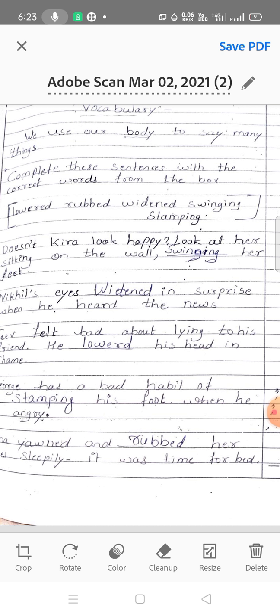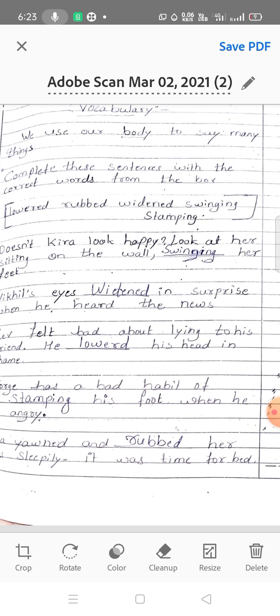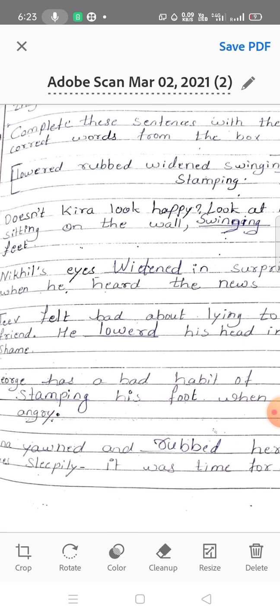Nikhil's eyes widened in surprise when he heard the news. Widened means बड़ा कर देना, आँख को बड़ा कर देना. जब भी सरप्राइज होती है तो आपके आँख बड़े हो जाते हैं.